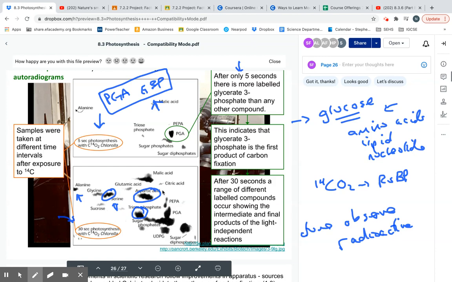That was his technique that he used. He used both autoradiography and chromatography to show that the very first carbon molecule that we make is glycerate 3-phosphate.